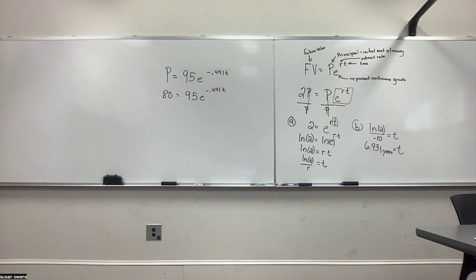Yeah, isolate this exponential, guys. You gotta get rid of the number in front. Okay, so yeah, 80 divided by 5 first.